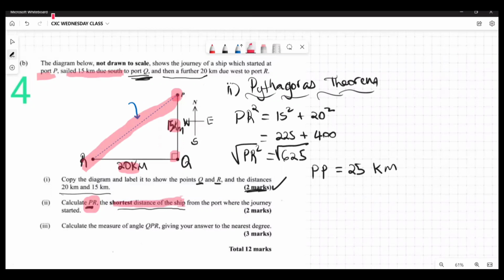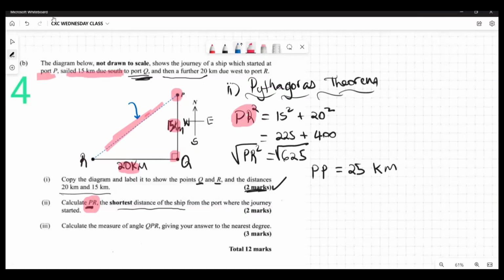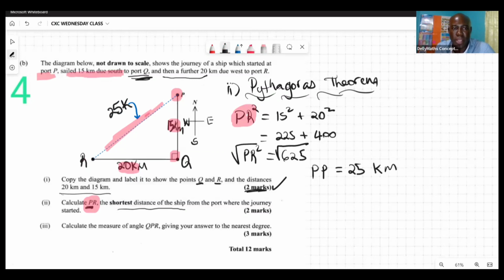So we decided that it's Pythagoras theorem that we're going to use. And this side that they asked us for is the hypotenuse side, so the longest side squared. Remember that now? Yes, sir. All right, good. So you have to pay attention to all the details. So this answer here is 25.